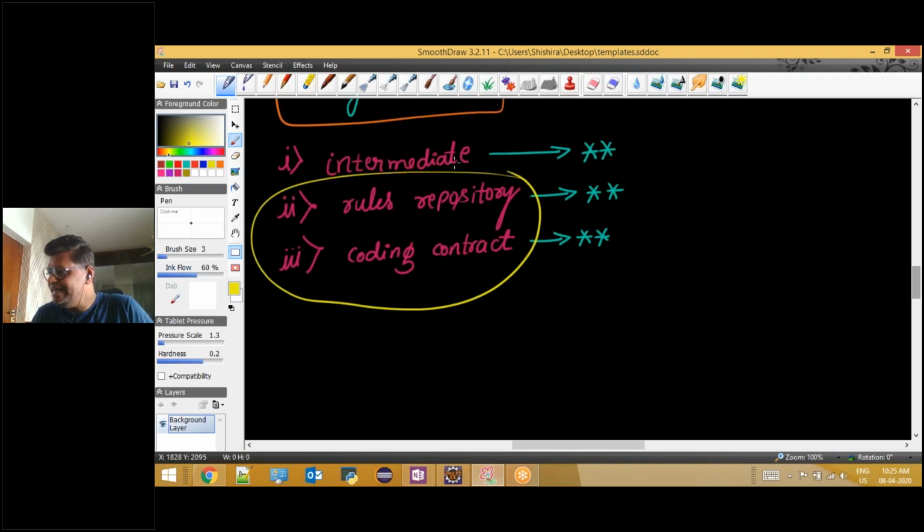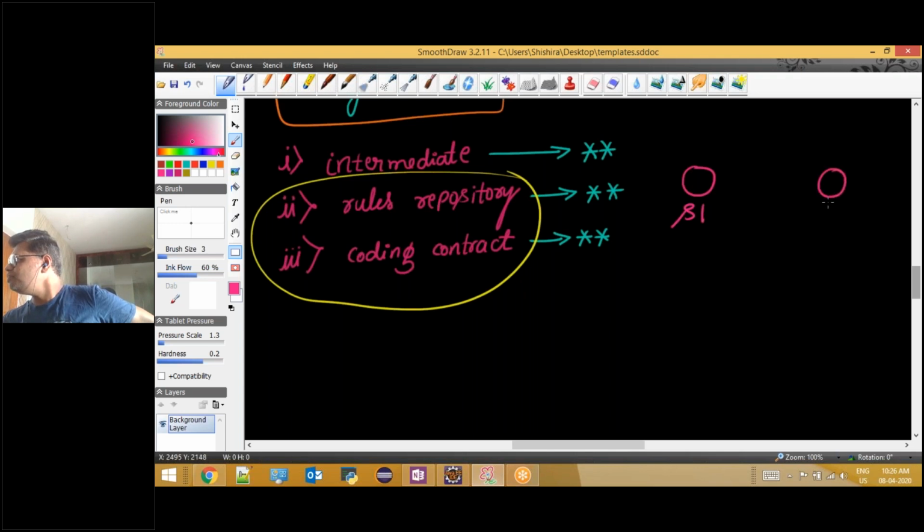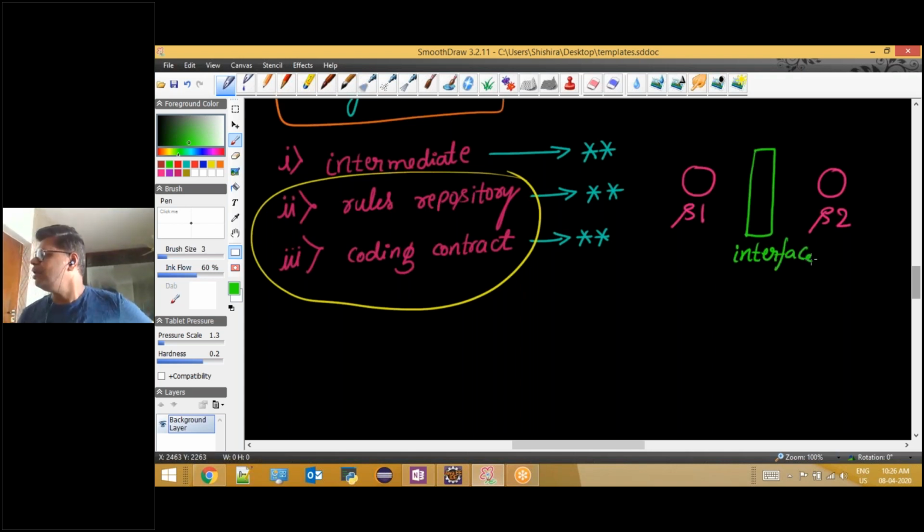The first thing, an intermediate. It's a simple English meaning. Intermediate is something which is in between two entities. For example, I have system one here and system two here. Between these two systems, if I write something as an intermediate, that is called an interface. So I have system one and system two, and anything in between is called an interface.